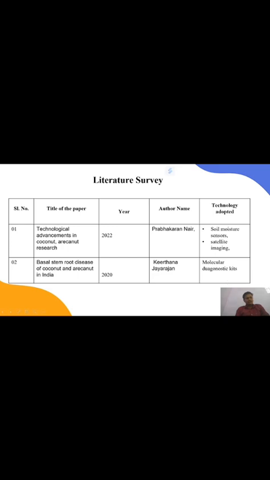In this literature survey, the title of the paper is Technological Advancement in the Arecanut and Coconut Research in the year 2022, and the author name is Prabhakaran Nair. The technology adopted is soil moisture sensors and satellite imaging. The second paper is Basal Stem Root Disease of Coconut and Arecanut in India in the year 2020, and the author is Kirtana Jayarajan. The technology adopted is molecular diagnostic kits.